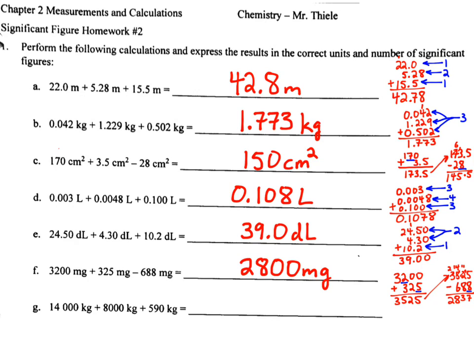And our last problem, we have 14,000 plus 8,000 plus 590 kilograms. All whole numbers again. 14,000 plus 8,000 plus 590, that gives us 22,590. And since we have all whole numbers, we're looking again at the leftmost uncertain digits. So for 14,000, that's 4. For 8,000, that is 8. And for 590, that is 9. So the leftmost would be the 4 and the 8 in 14,000 and 8,000 respectively. That is in the thousands place, so we have to round our number to the thousands. So we get 23,000 kilograms.